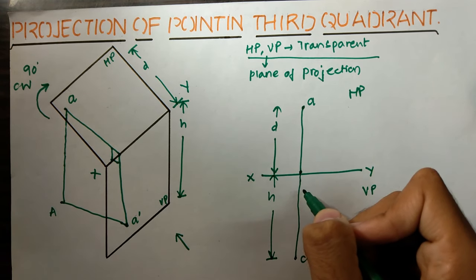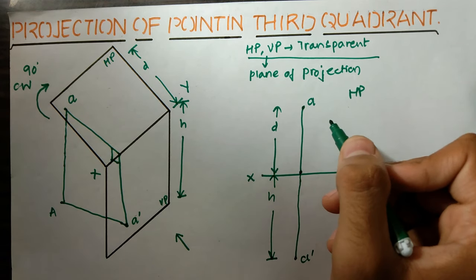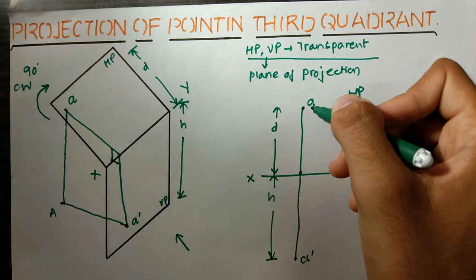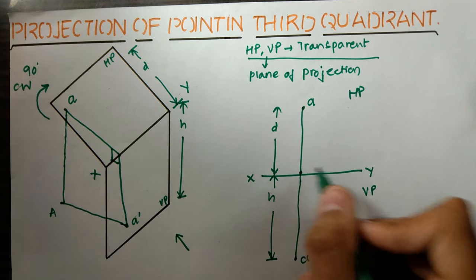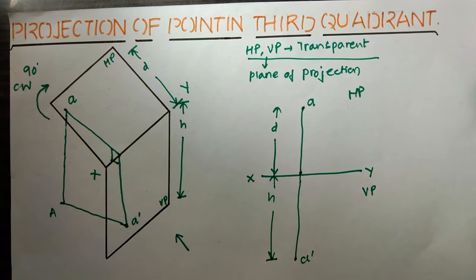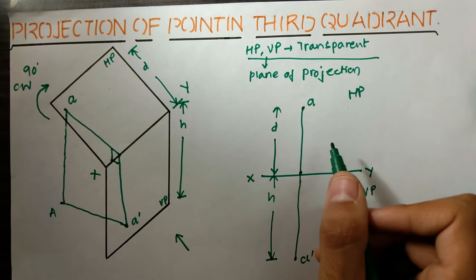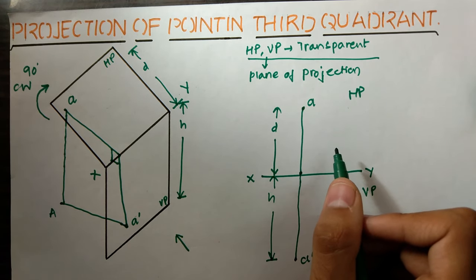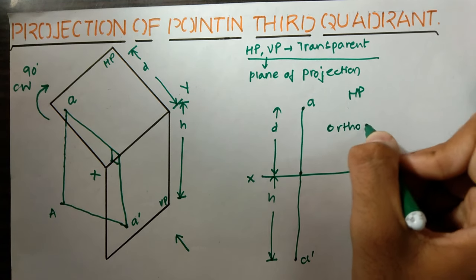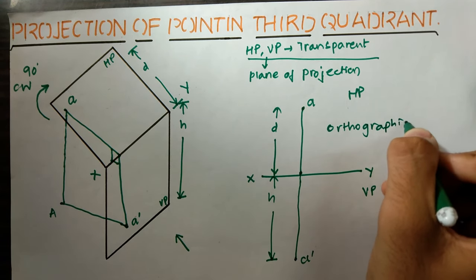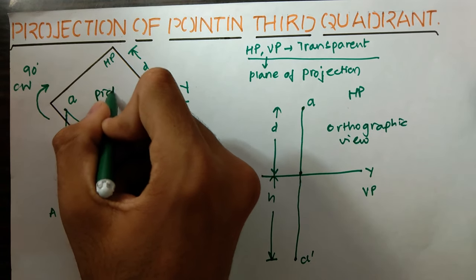It is important to note that this projector should be single only, meaning the front view and the top view must lie in the same line only. It should not lie at a certain distance, which we have discussed earlier. This is a projection of the point in the third quadrant, and this is referred to as an orthographic view. And this is our pictorial representation.